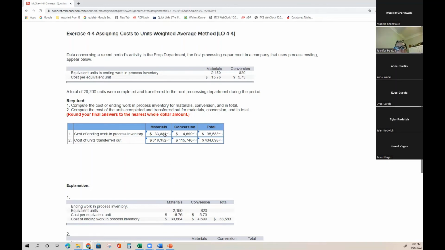$33,884. And then we do the same thing for conversion. We've got 820 at 573 per unit. So we multiply to come up with the 56.99, and then we just total them together for the end.